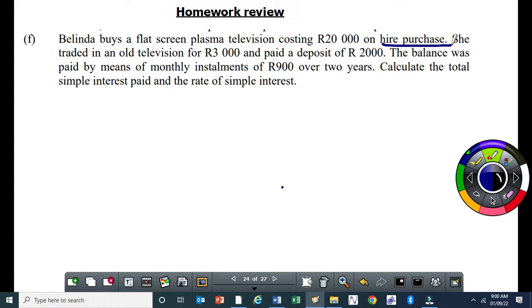Now for this scenario, she traded in an old television for 3,000. The cash price for the television was 20,000, but she had an old television that she traded in, and the value of that old television was 3,000. Then she also paid a deposit of 2,000 rand. Then the balance, let's calculate that balance first.